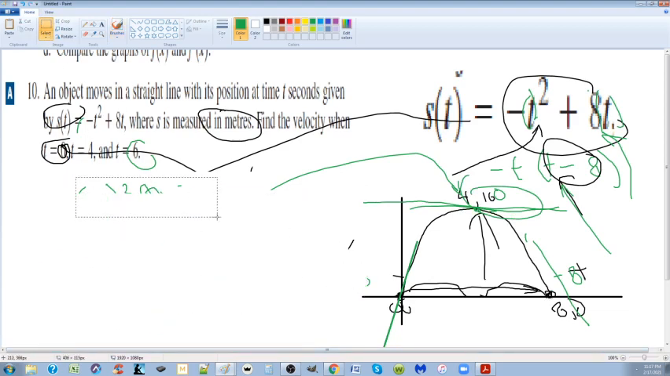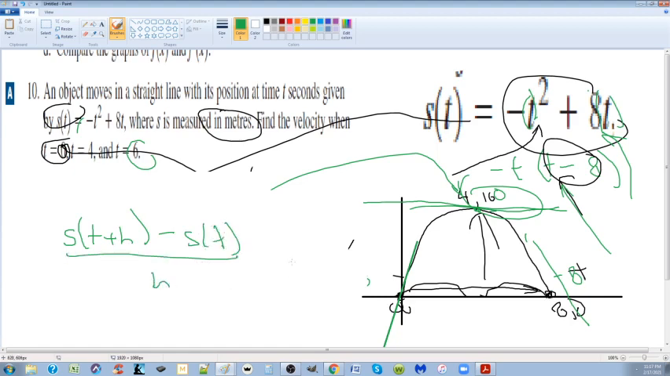Let's do one more. We're going to do it with time equal to 6. So again, you just start with your formula, which says that s of t plus h minus s of t, over h, is going to give you the slope of your tangent. Well, in this case, we're using 6. What's 6 in the formula? You get minus 36 plus 8 times 6, 48. So you get minus 36 plus 48, which is positive 12.